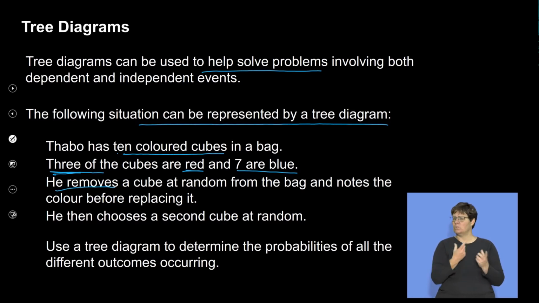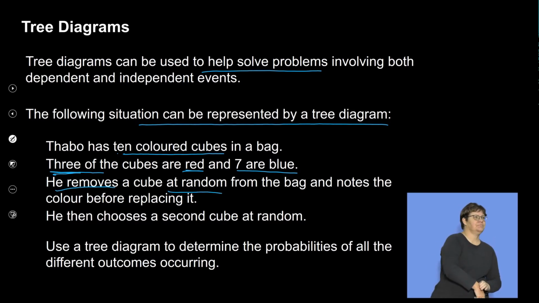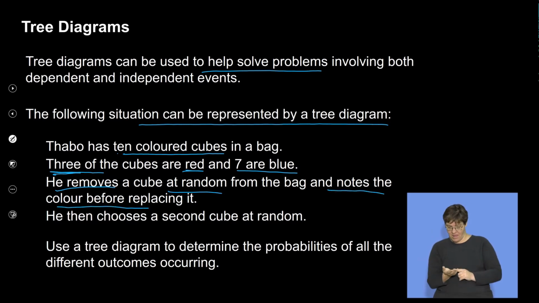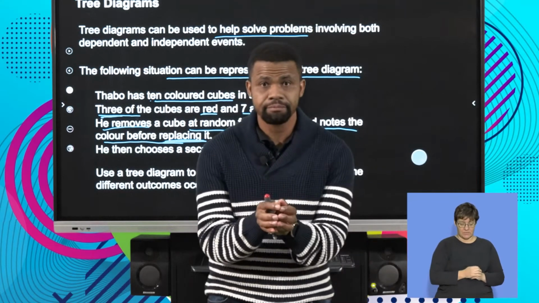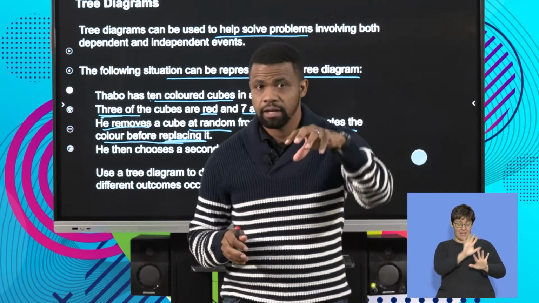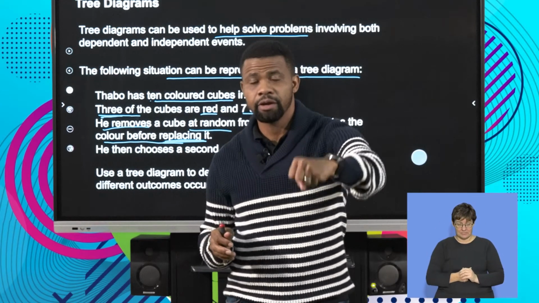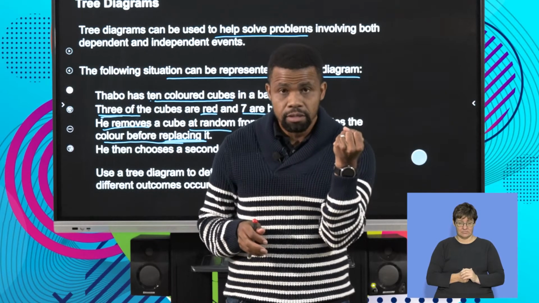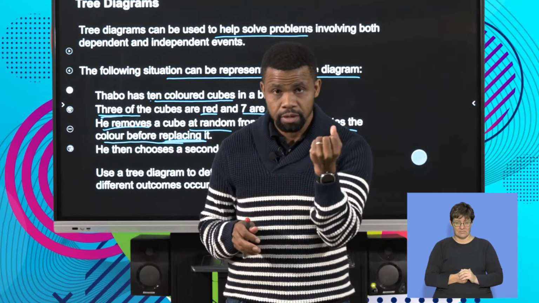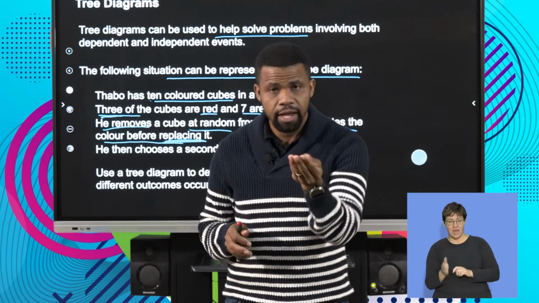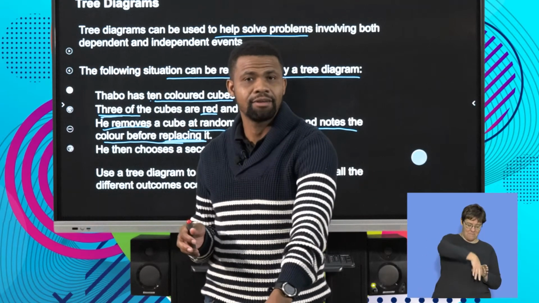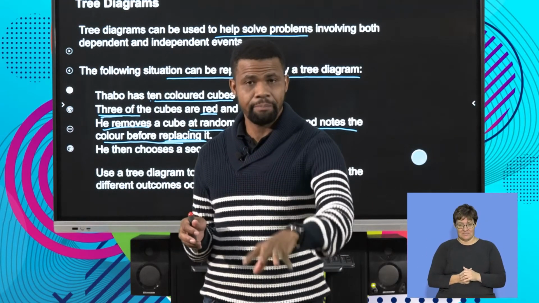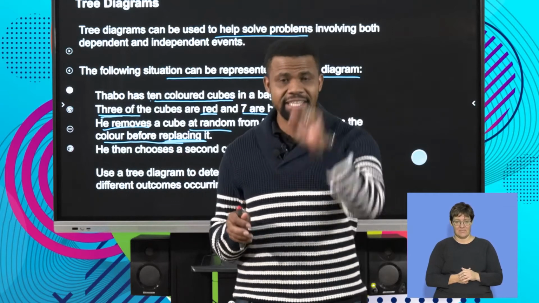Fantastic. What does Tabo do? He removes a cube at random from the bag and notes the color before replacing it. Very important, before replacing it. So we have 10 cubes in a bag. Tabo puts his hand in the bag, takes out a cube, looks at the color, and puts it back. So it's with replacement.